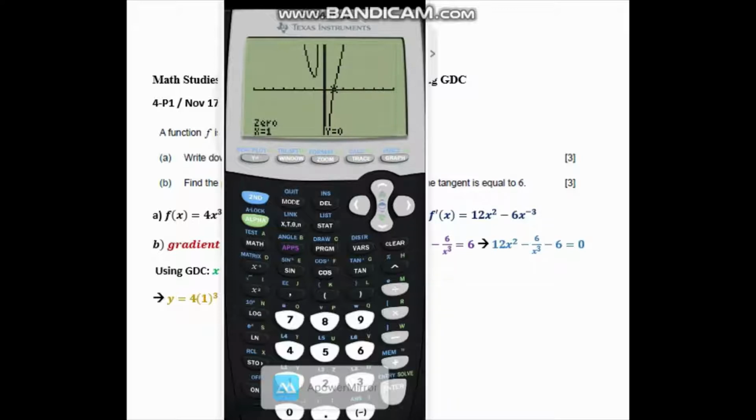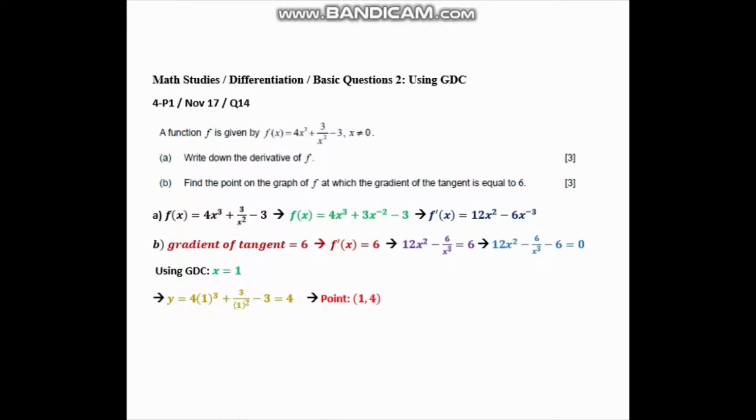And like I said in the previous question, do not take the y value because this is a sketch of y dash, not of y. I'm only going to take the x value and I shall compute the y value manually. So the x value as obtained by the GDC is 1. In order to get the y value of the point, I shall plug 1 into the original equation, and this is what I did in the gold equation right there. And by computing this, I got the y value to be 4. Hence, the point has coordinates 1 and 4.